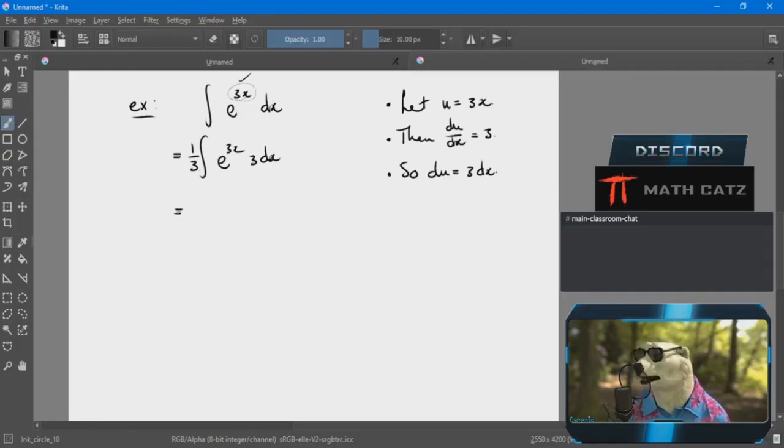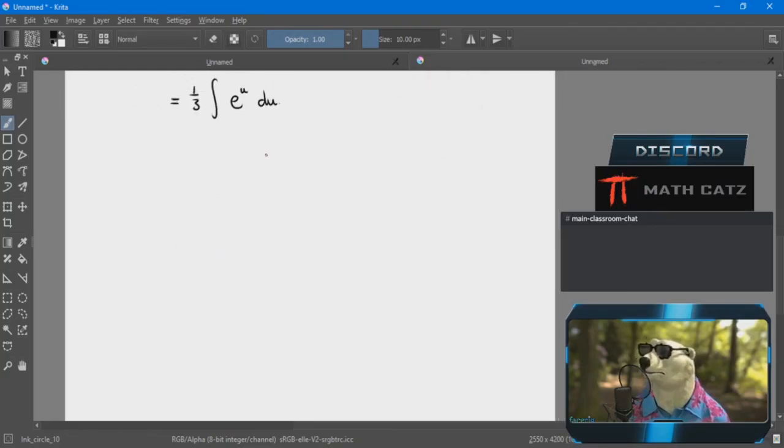Now I'm able to follow the key on the right and get rid of all the x's and bring in u's. The 1/3 I just drag with me. e to the 3x becomes e to the u. 3 and dx become du. And now this is an integral, an antiderivative question entirely in a new variable. So forget where it came from. This antiderivative with u as my variable is simply e to the u, of course, plus c.